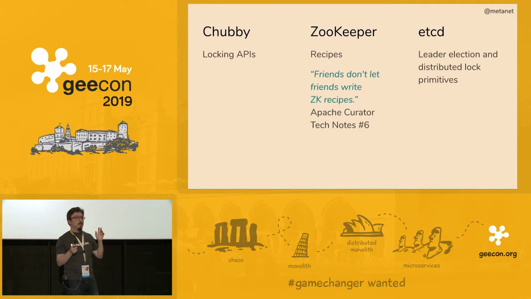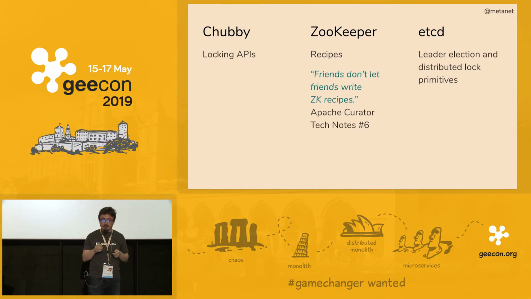Because of that, a client library was developed for Zookeeper called Curator. So this library implements common Zookeeper recipes behind custom Java interfaces to hide all of that complexity. And it seems that etcd also learned from this lesson, and it started to deliver its own implementations of leader election and distributed locking primitives on top of its key value store API.